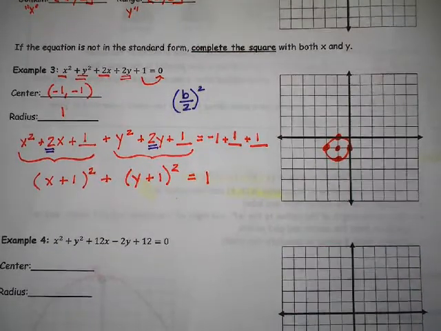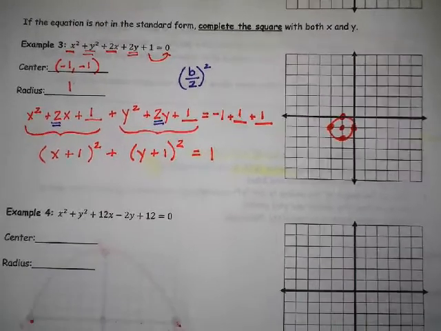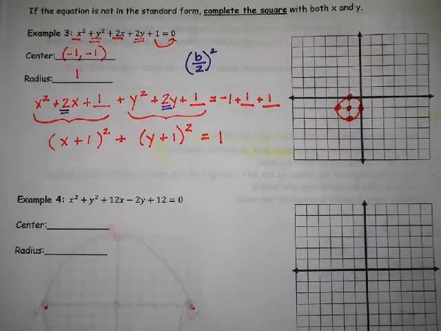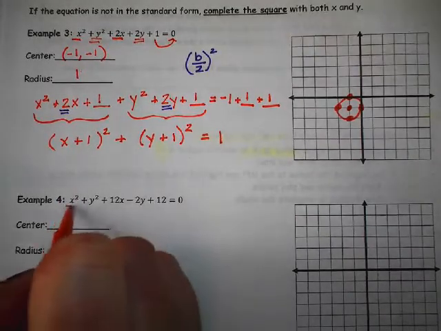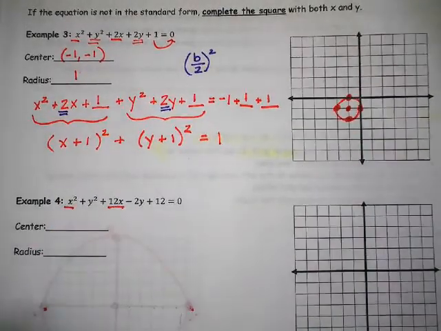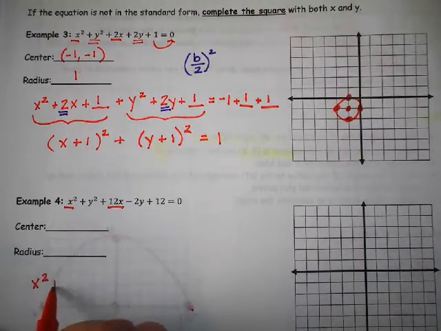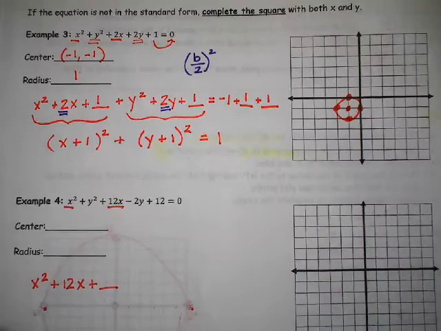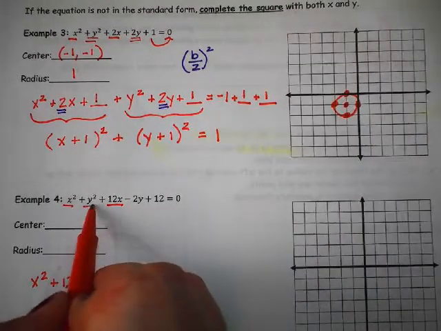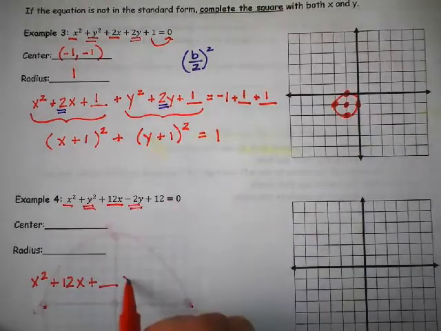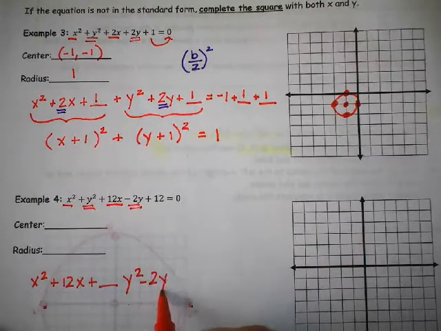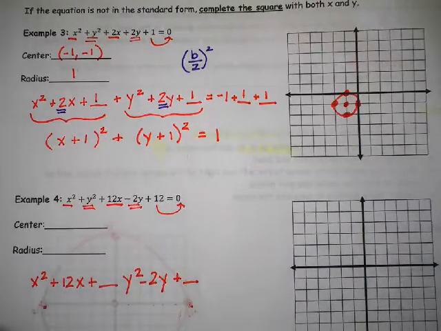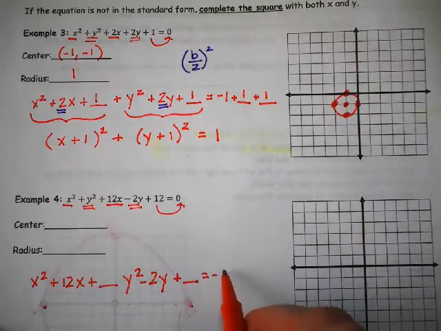All right, let's try one more circle. Example 4, we're going to need to do the same thing we did in example 3. We're going to need to complete the square. So I'm going to group together my terms with the x's: x squared plus 12x plus blank. Now I'm going to group together my terms with the y's: y squared minus 2y plus blank. Bring this constant of 12 over to the right side, so I will now say equals -12.